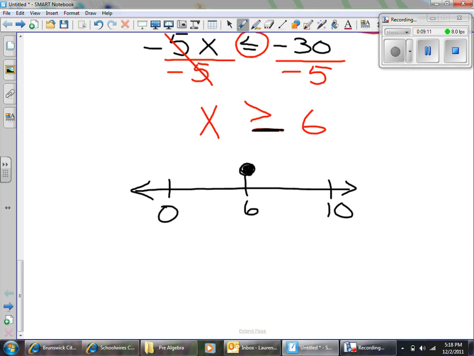Does 0 make this true? Or does 10 make it true? Is 0 greater than or equal to 6? Thank you for playing. We have some lovely turtle wax for you. Is 10 greater than or equal to 6? Absolutely. We will shade in the direction of the 10.